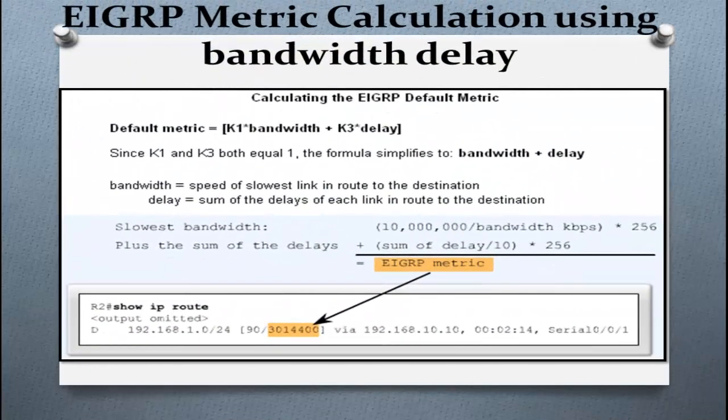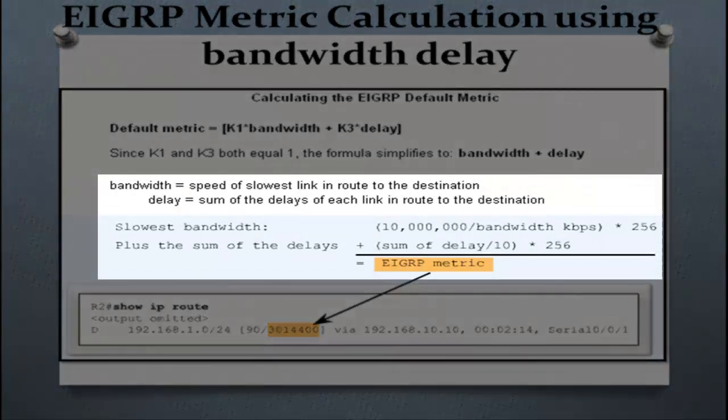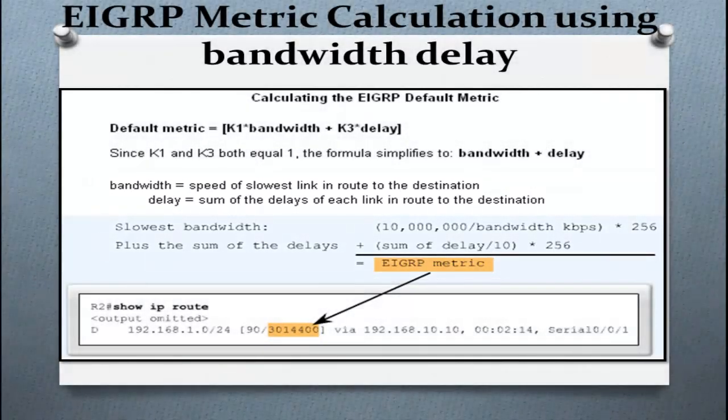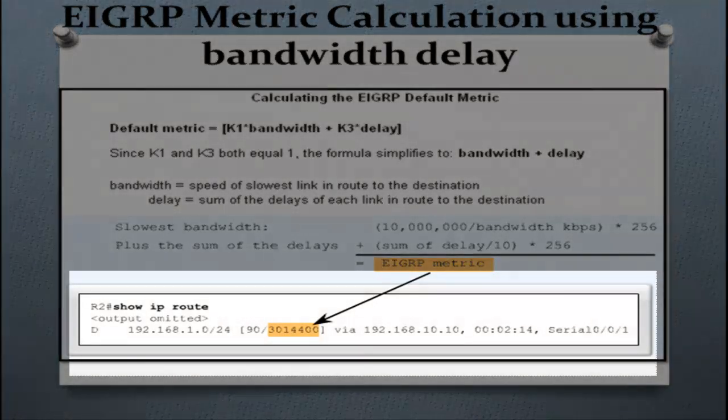In this part, we will talk about EIGRP metric calculation using bandwidth and delay. To calculate the default metric, we must multiply K1 with the bandwidth. Then, we add it to the result of K3 multiplied by the delay value. Bandwidth is defined as the speed of the slowest link en route to the destination, whereas delay is the sum of the delays of each link en route to the destination. Then, we use the show ip route command to verify the EIGRP metric.